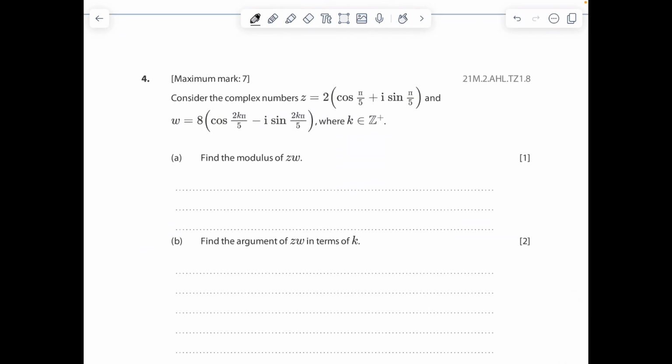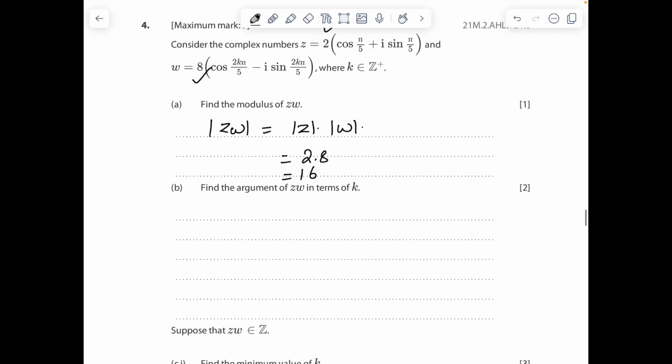Question number 4. Consider the complex numbers z and omega. Find the modulus of z omega. So absolute value of z omega is absolute value of z times absolute value of omega, which is 2 and 8. 2 times 8, which is 16.